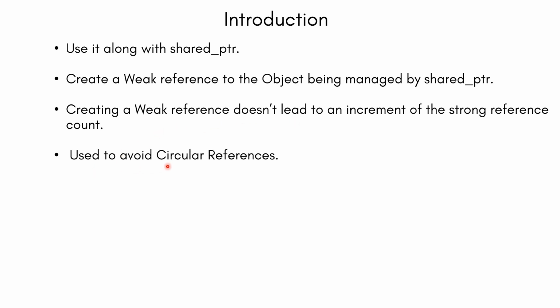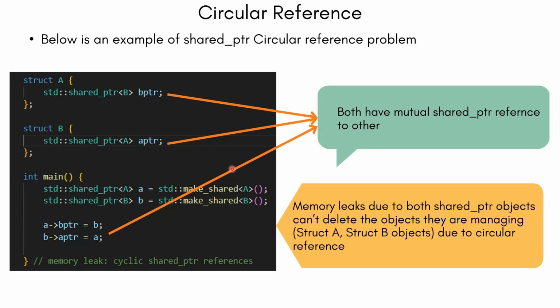Okay, it is generally used for circular references. We will see after some time what a circular reference is, and also how this will be solved using the weak pointer. Here you can see an example of circular reference. Let's say I have two structures, and each has a shared pointer reference to the other one. A has a shared pointer object for B, and B has a shared pointer object of A. Here I have created the shared pointers, and I am assigning A's shared pointer to B and B's shared pointer to A. You can see here, this is called circular reference.